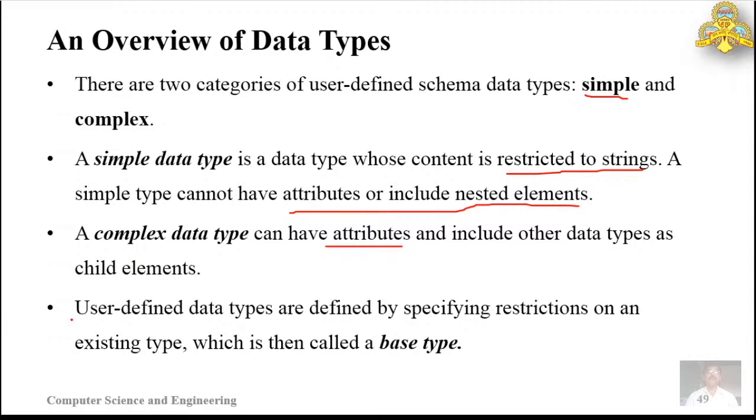We can have user defined data types that are defined by specifying restrictions on an existing type. Then the existing type will be the base type for the user defined type. For example, I can create an element of string type with some restrictions. Then the string will be the base type for the user defined data type.